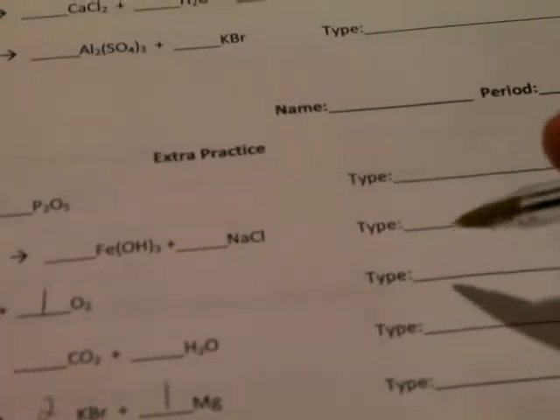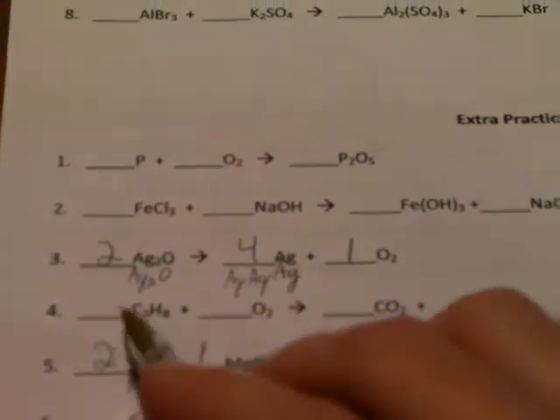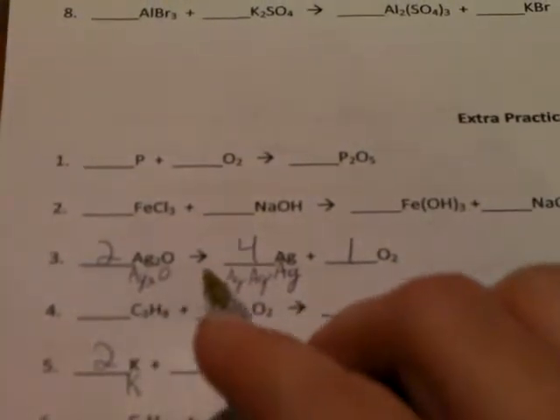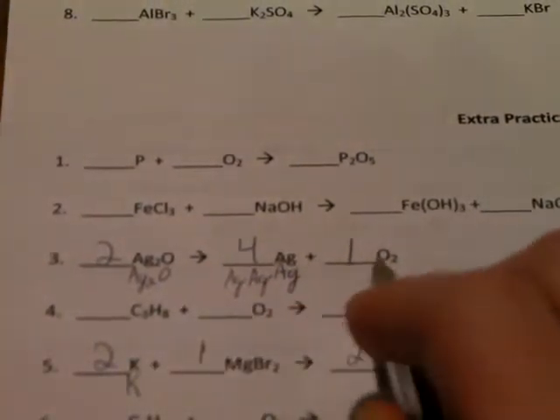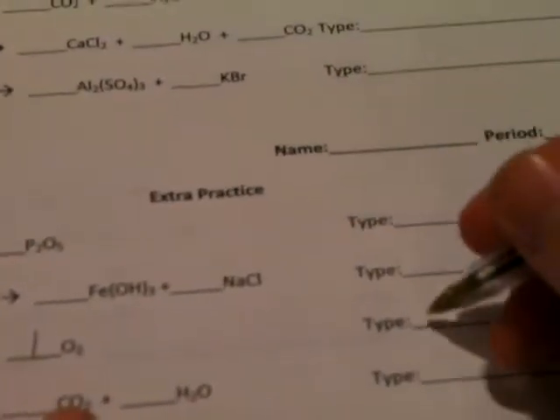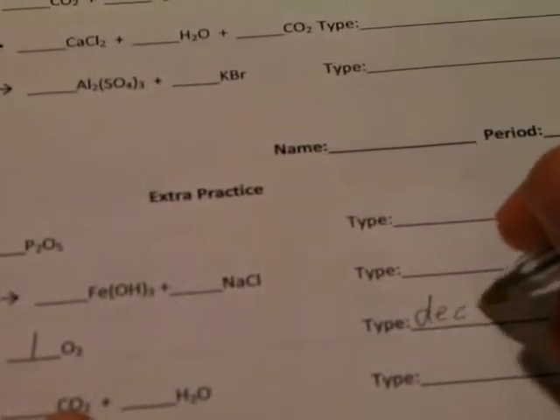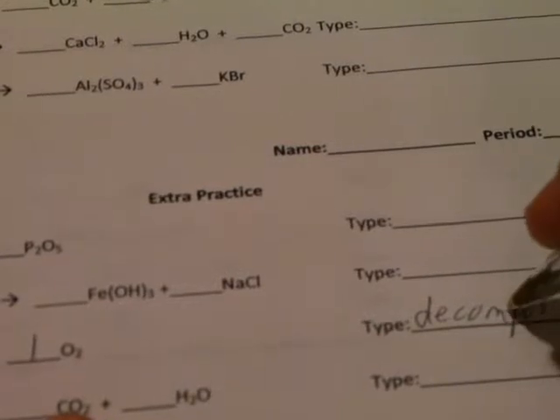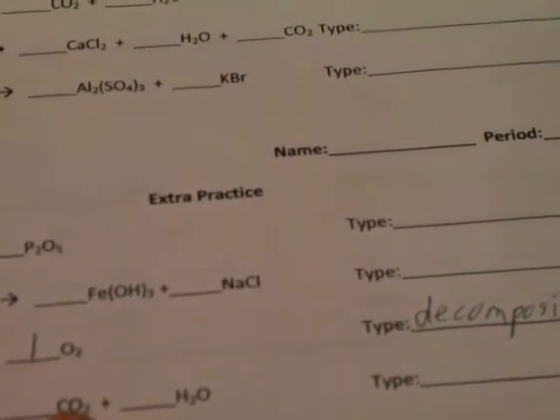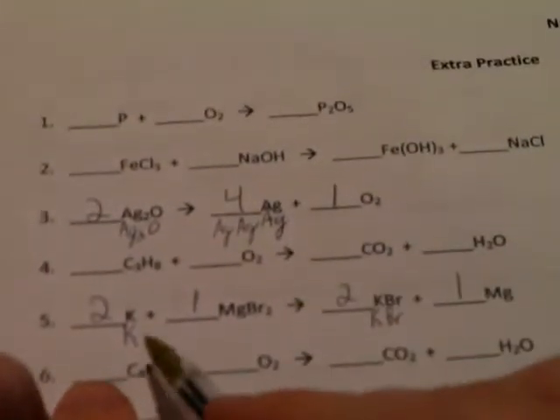Let's do the reaction types for both. For 3, it's 1 whole compound breaking up into 2 separate. So that is a decomposition. So 3 is a decomposition reaction. Decomposition.